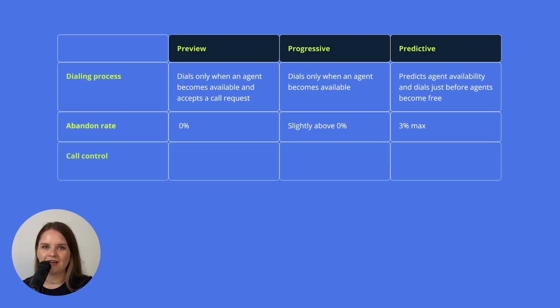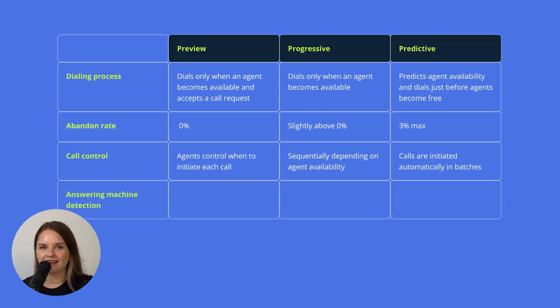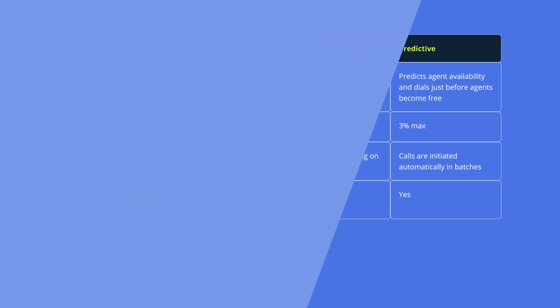Call control. With preview, agents control when to initiate each call. With progressive, calls are initiated sequentially, depending on agent availability. And with the predictive mode, calls are initiated automatically in batches. And finally, the answering machine detection feature, where the preview mode is the only one that doesn't have it.